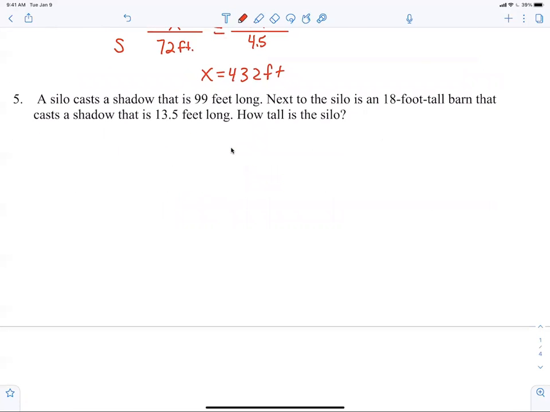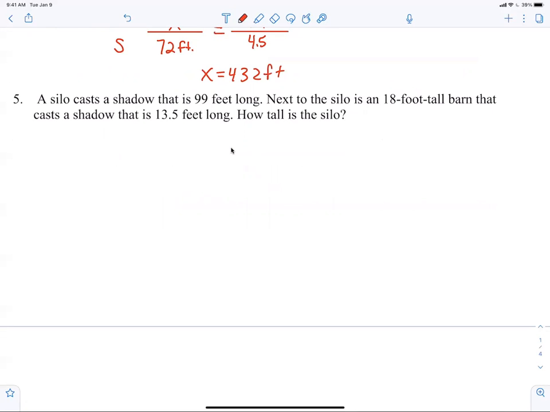Silo. You know what a silo is? It's like those things that when you're driving through, you see it holds grain or it holds water or whatever. Storage. Silo. A silo casts a shadow that's 99 feet long. Wait a minute. So how big is the silo? Do we know?